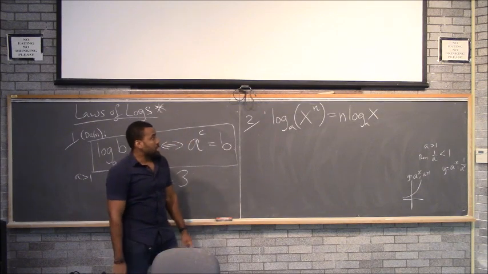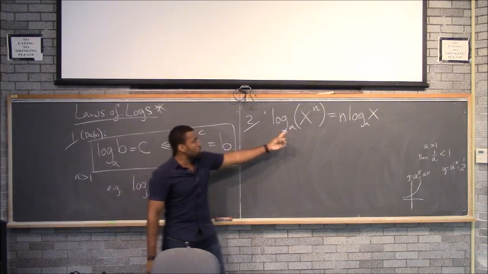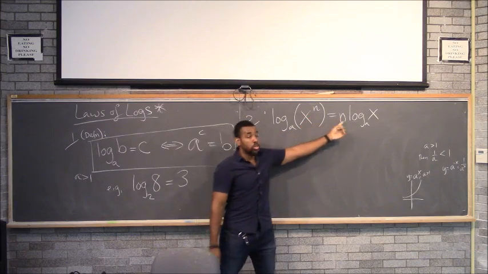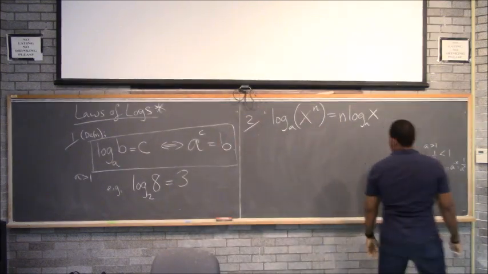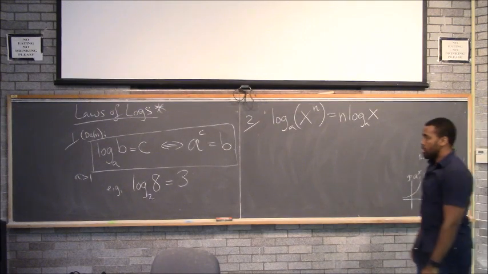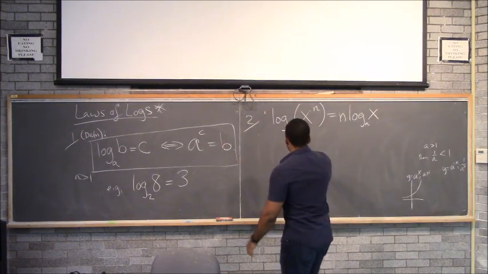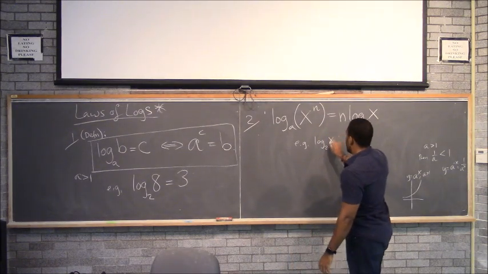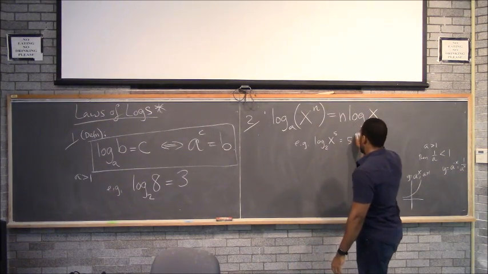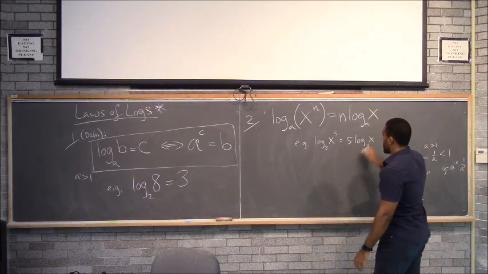And that's because a log is already a power. If you raise a power to another power, you multiply the powers, right? All that is in the background. Okay, so that's one rule of a logarithm. So if you have something like log to the base 2 of x to the 5, it's the same as 5 log to the base 2 of x.